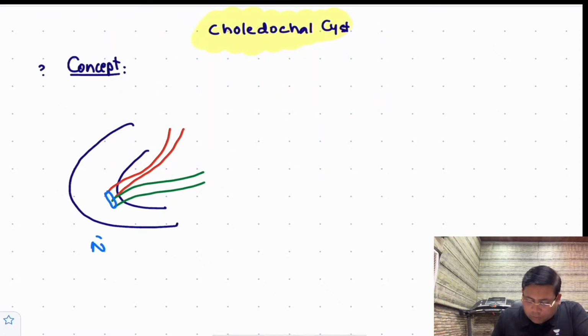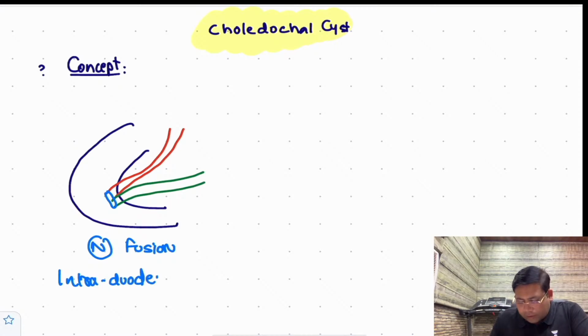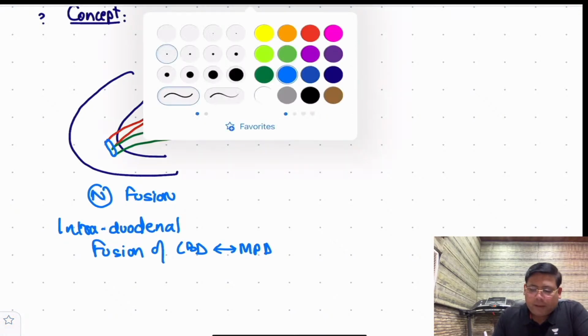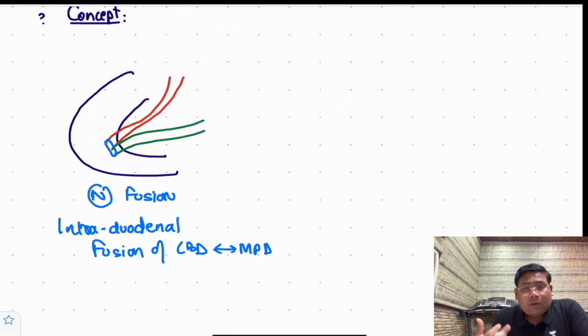Are you getting? So this is a normal fusion. And what is normal fusion, students? Intraduodenal fusion of CBD with MPD, with main pancreatic duct. This is what is very, very important. Intraduodenal fusion of CBD with main pancreatic duct. Now understand what are the things which are going to happen.